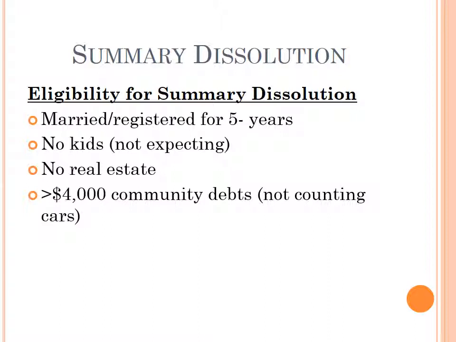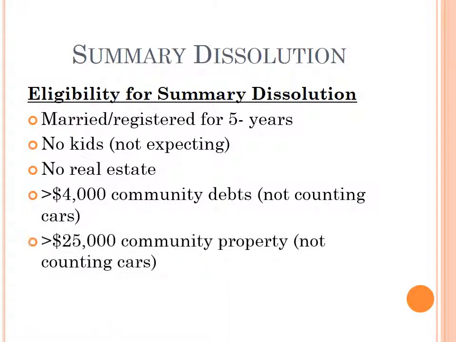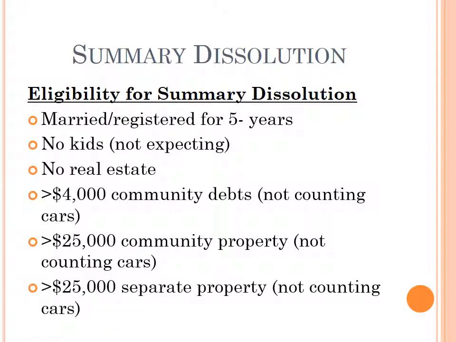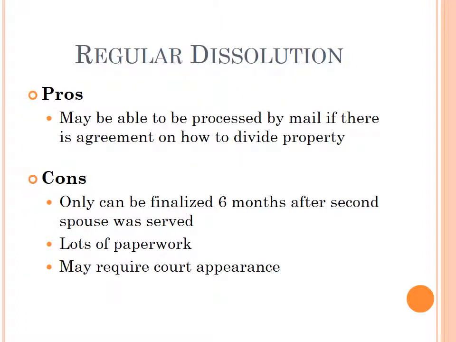You have to have less than $4,000 in community debts, which does not include cars, and less than $25,000 of community property assets, which also don't include cars. And you have to have less than $25,000 separate property, which also does not include cars.